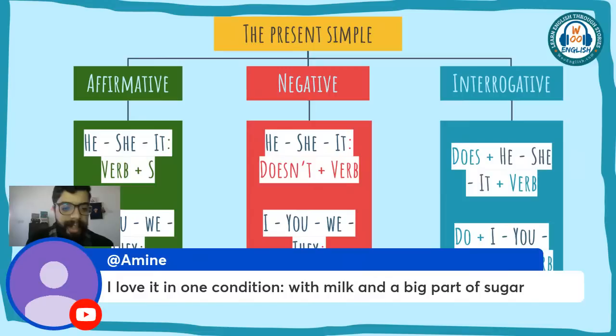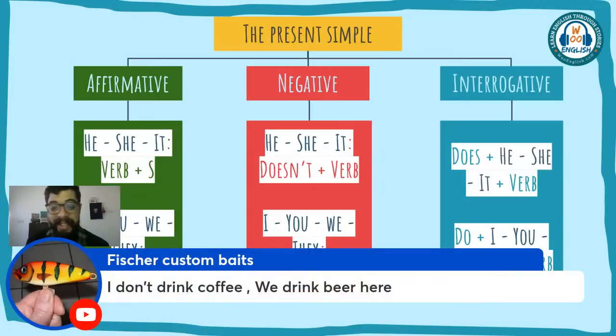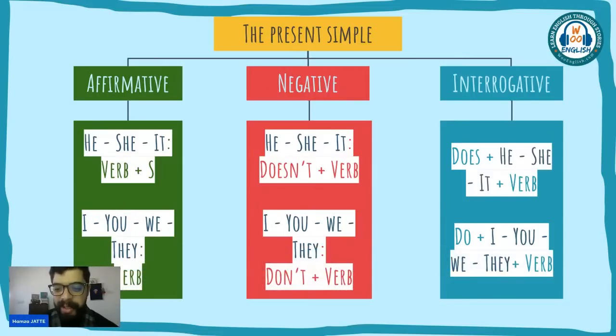I mean, I love it on one condition, with milk and then a big part of sugar. Oh, wow. Okay. I don't drink coffee. We drink beer in here. I see. And last month it was Oktoberfest, I think, in Germany. I hope you had your fill of beer there, Jen.